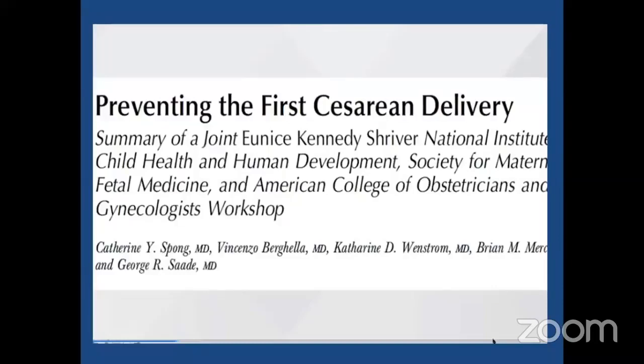So this was another paper which talked about the same thing, but in a different way. It talked about preventing the first cesarean delivery, because we all know that after one cesarean has happened, we are a bit cautious in giving a trial of labor. And there are so many ifs and buts and yeses and nos when we are giving a trial of labor. So keep that aside. Let us talk about, can we prevent the first cesarean delivery?